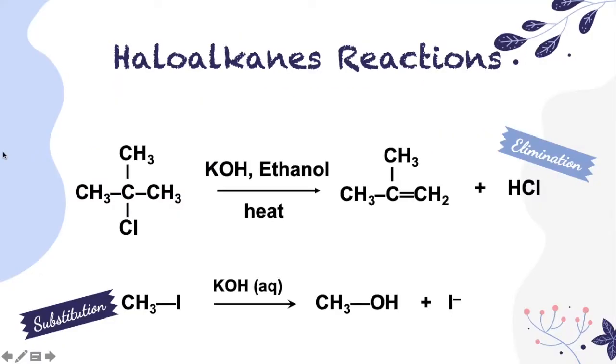Haloalkanes undergo 2 types of reaction. The first one is elimination, and the second one is substitution reaction. For elimination reaction, haloalkanes react with a base in alcohol, the condition is heat, and the product will be an alkene. For substitution reaction, the halogen in the haloalkane will be replaced by a nucleophile. So it's nucleophilic substitution.